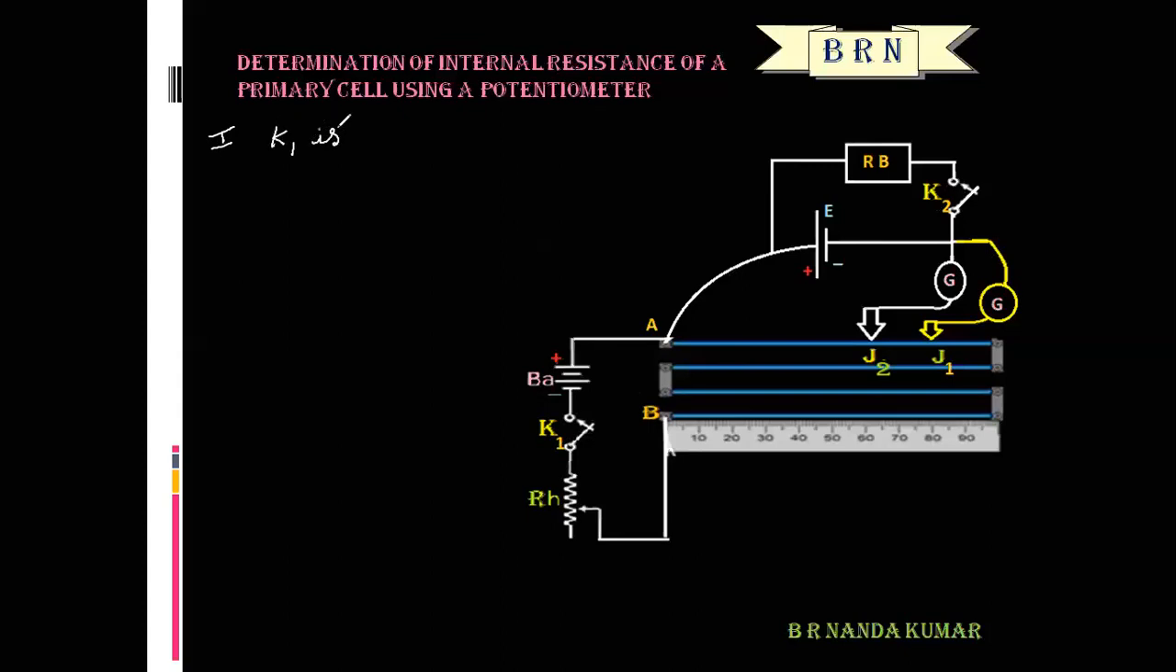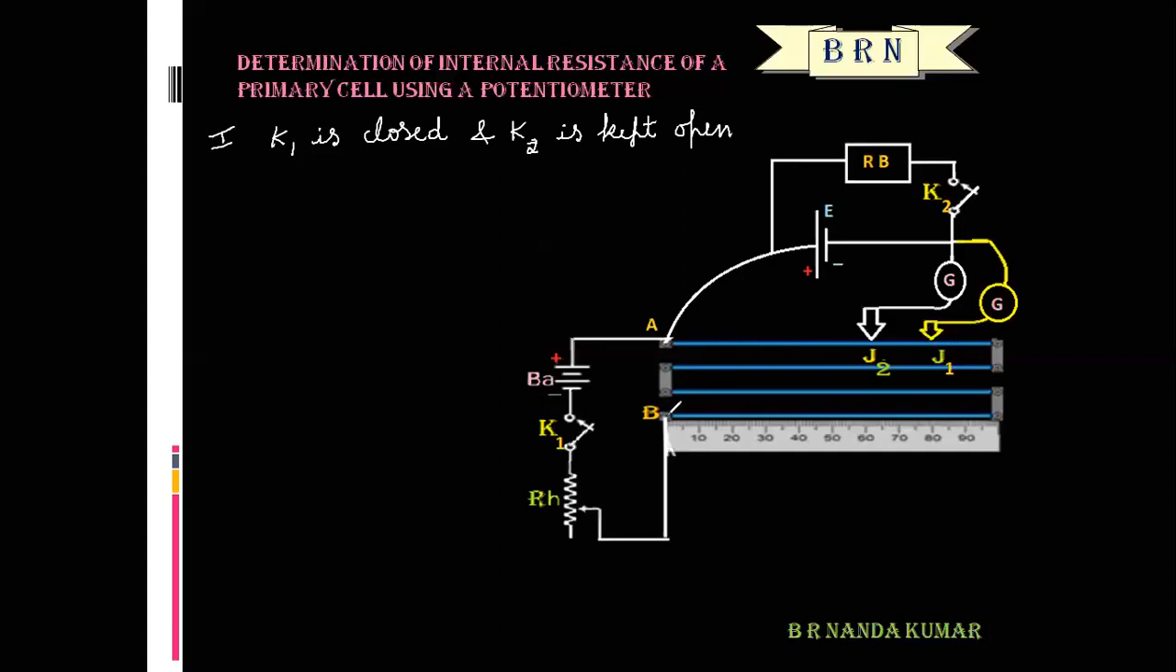So what we have to do: K1 is closed and K2 is kept open. After that, check the connections. If the jockey is pressed at point A, the galvanometer shows a momentary deflection to one side. After that, the jockey is disconnected from point A and connected at point B.